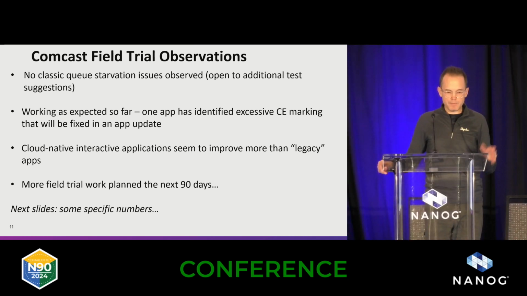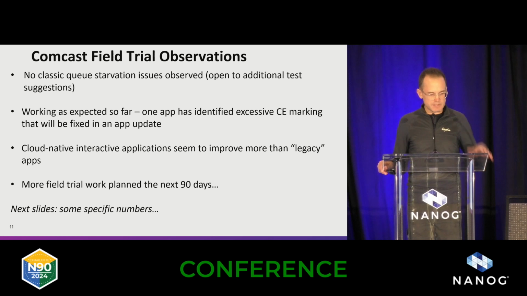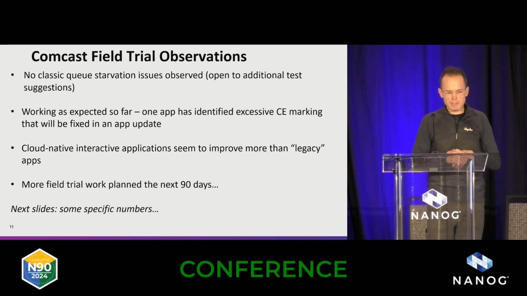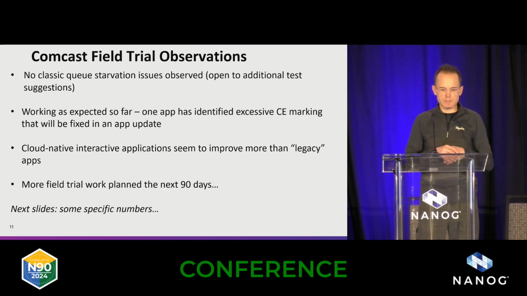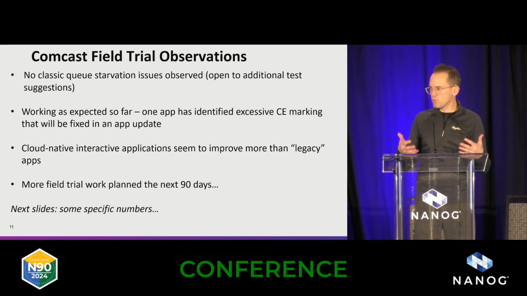We had one app that we had excessive CE marking. We actually found a way to fix that, so we just deployed an update of our configurations about a week ago. And we've noticed, in particular for cloud-native gaming, as opposed to console gaming that has a cloud component, so sort of cloud-native applications, they seem to have a bigger improvement level than more traditional applications.